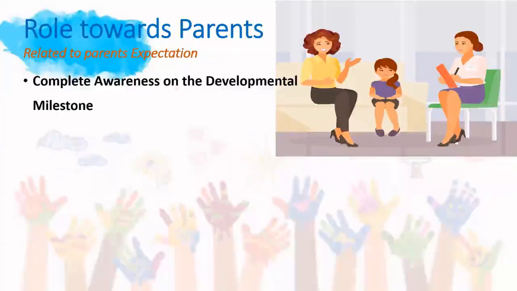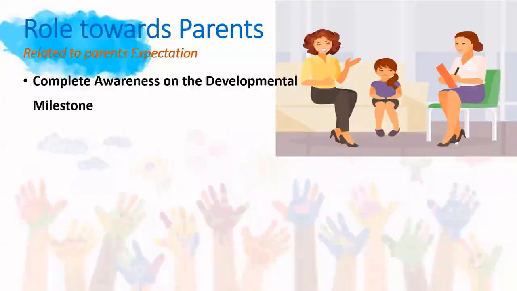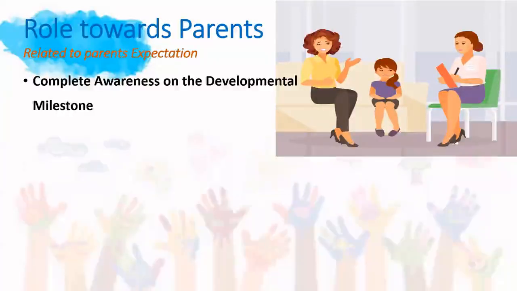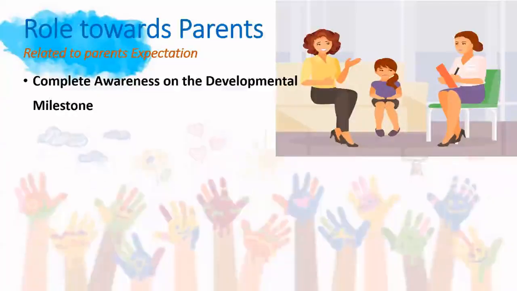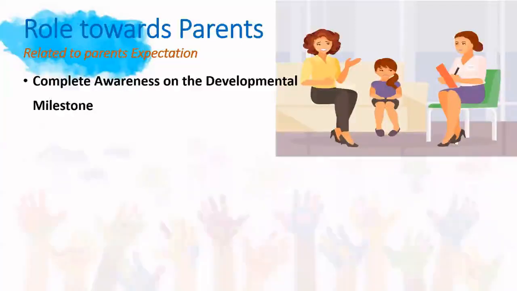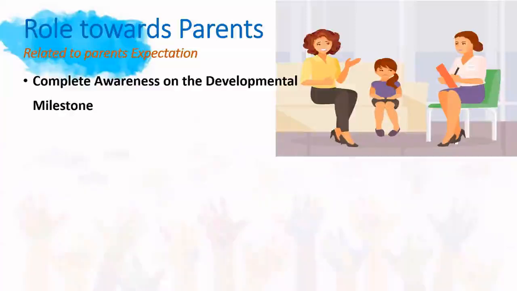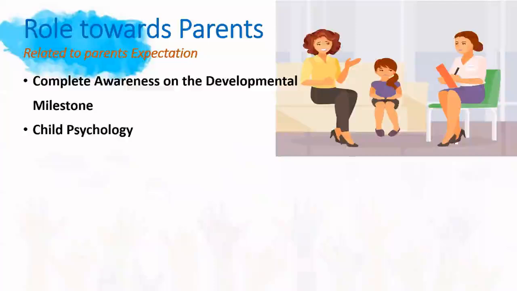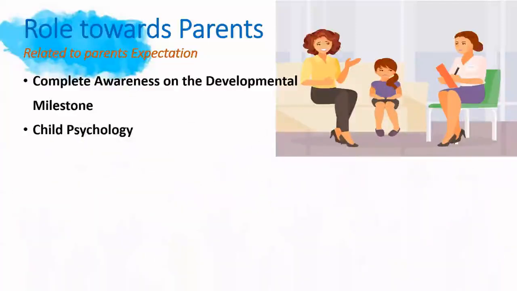If developmental milestones in terms of internal growth and development take place quite well, external knowledge will not be difficult to acquire. So that awareness has to be there among each and every parent. And therefore, the responsibility of the administrator is to ensure that each and every parent is aware of that. Child psychology is very, very important to manage a child at least until 6 years of age.